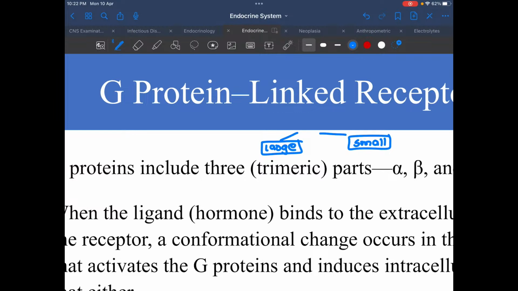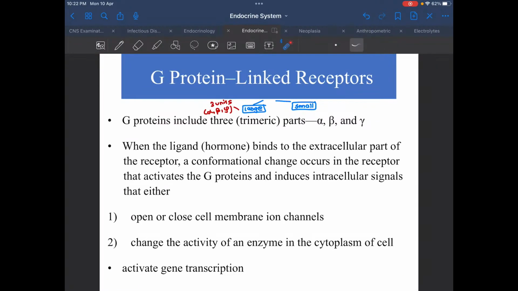What do I mean by large? These G proteins basically have three units. You have an alpha unit, a beta unit, and a gamma unit. Now we are going to discuss these, that is your large G protein receptors, or the receptors linked with large G proteins. So what is a G protein? It's a protein made up of three parts: alpha, beta, and gamma. Right? Now what will happen? Let's discuss that.